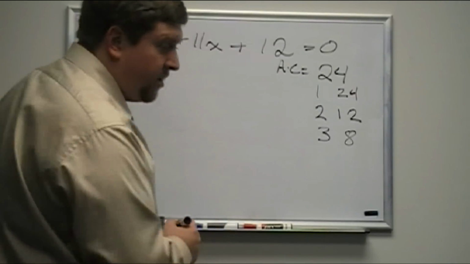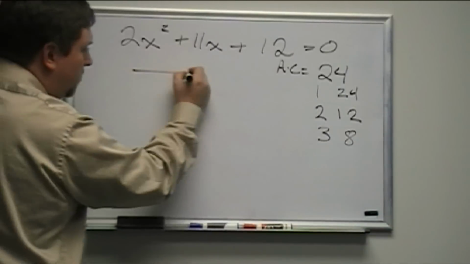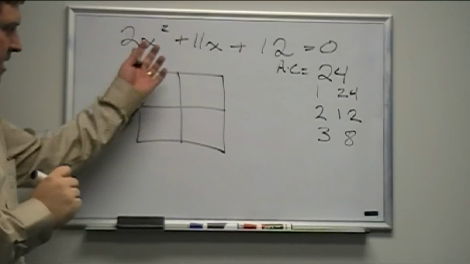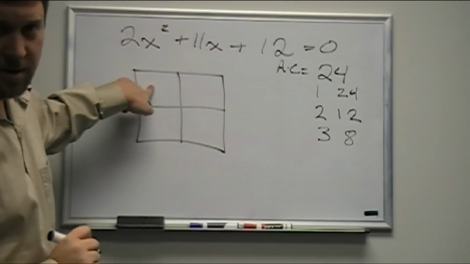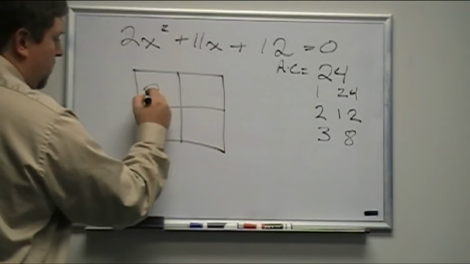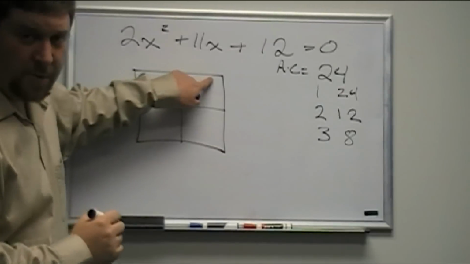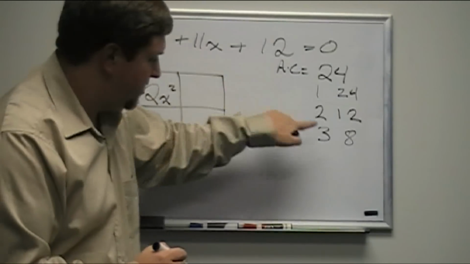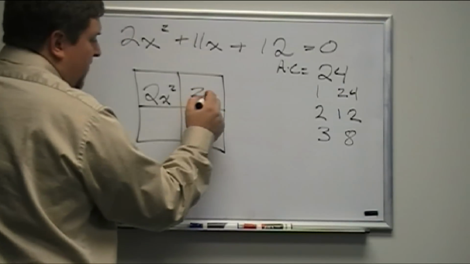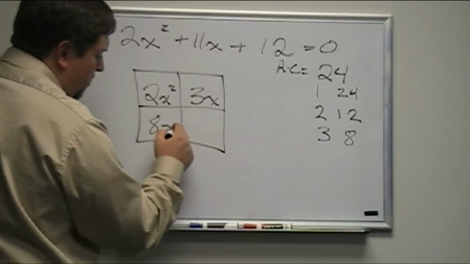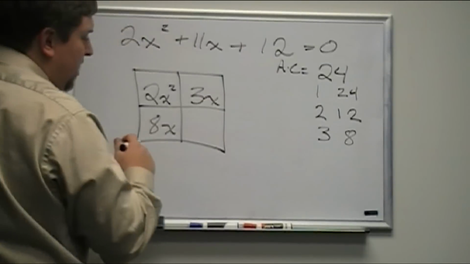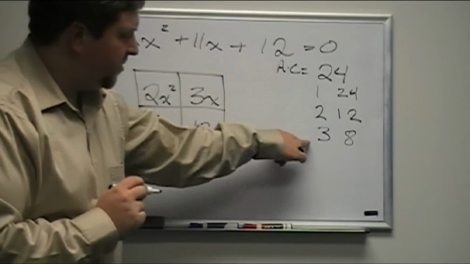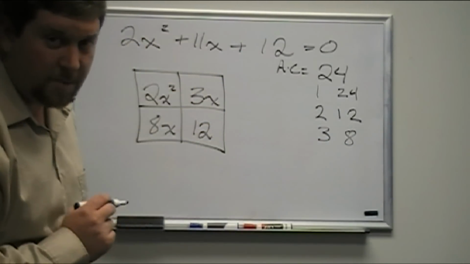So now this is why it's called the window method. We draw a window. Now, in the top left corner, we put our first term. In the top right and the bottom left, we put these numbers, the factors we found that add to this, 3 and 8, followed by our variable. In the last box, we put in our last term, the 12. Now notice, all of these numbers are positive, so they stay positive in the box.